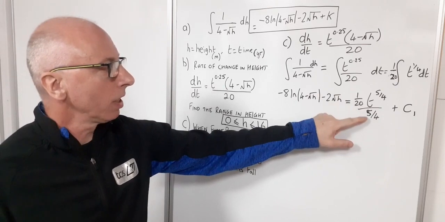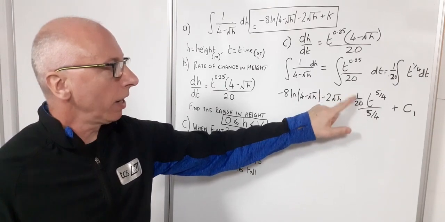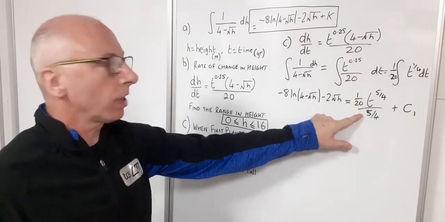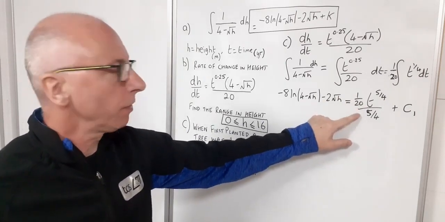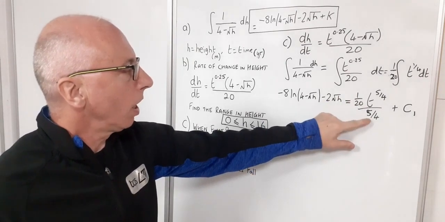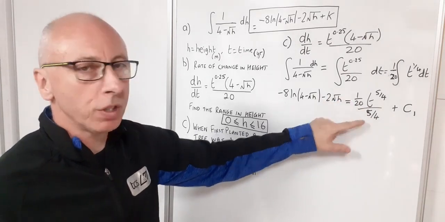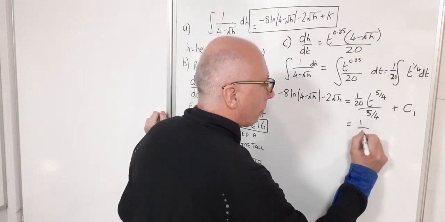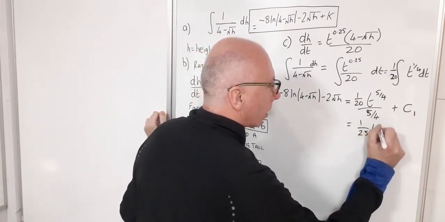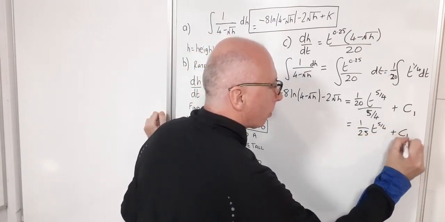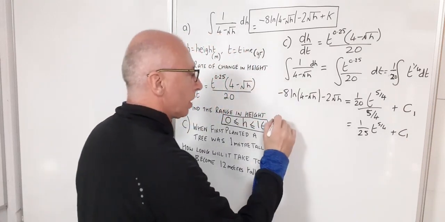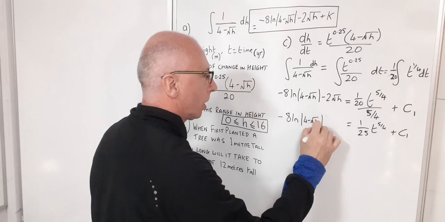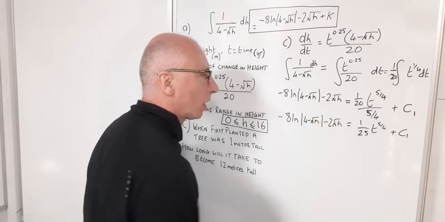So we times this one here by 4 and divide by 5. That's going to give me 1 over 25, because that's going to give me 4 over 100, which is 1 over 25. So I've now got 1 over 25 t to the 5 over 4 plus c1, and then here just bring this down as it was, minus 8 natural log 4 minus root h minus 2 root h.